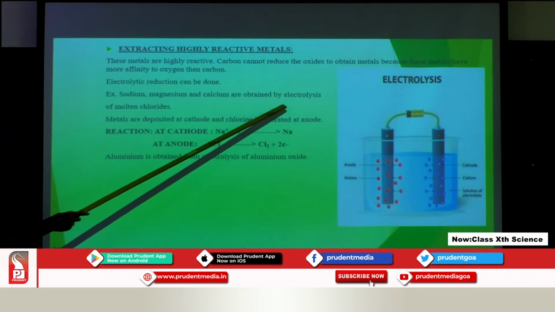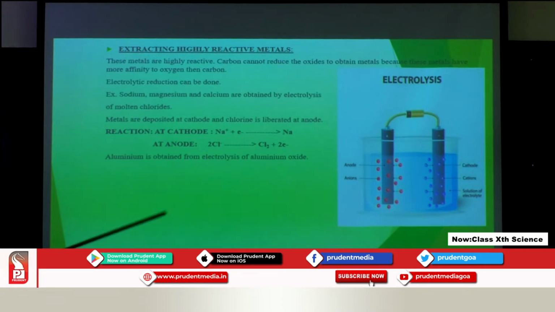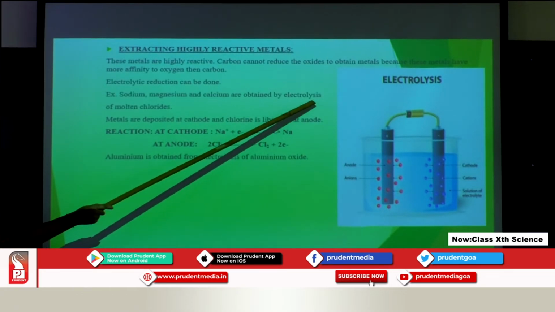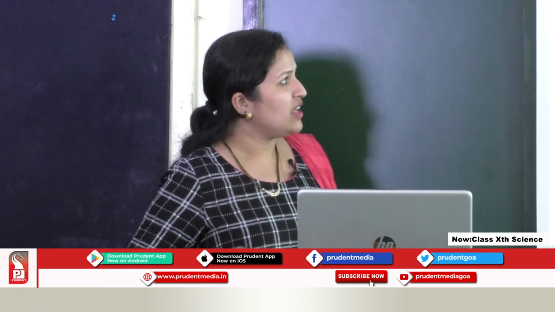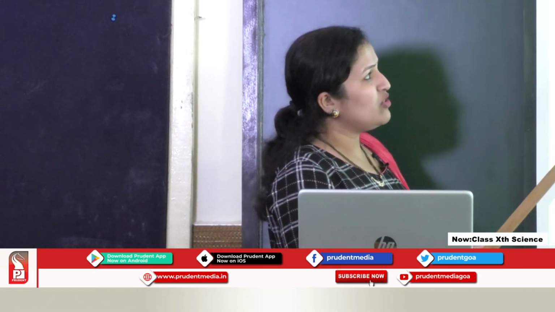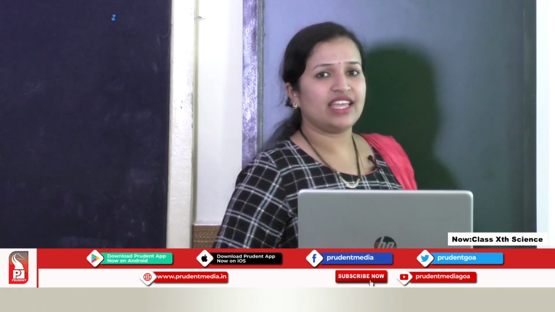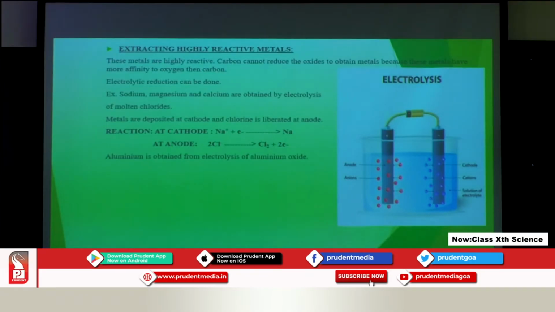So, what is electrolysis? We will split the word into two. Electro means electric current and lysis is breaking. So, breaking in the presence of electricity is electrolysis. Now, what to break? Here in the electrolysis what is done, we are taking an electrolyte and that electrolyte will be any molten chloride of the desired metal we want to extract.